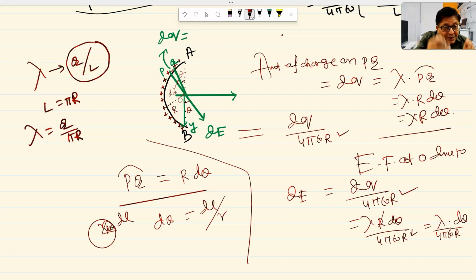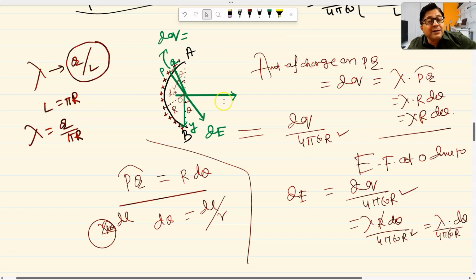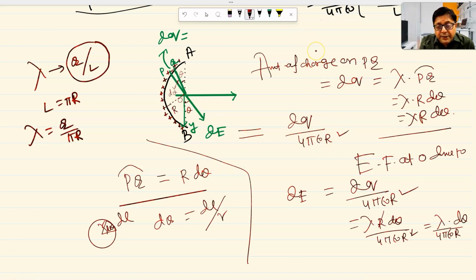Contribution of other elemental portions is also there. Their results will be added. You get it by integration. No issue. So let us find the electric field in vector form first. At this point, I am writing the dE vector.